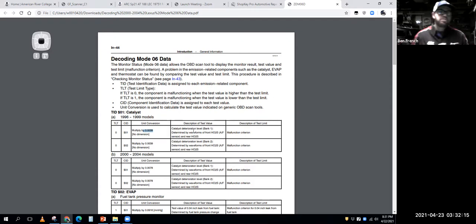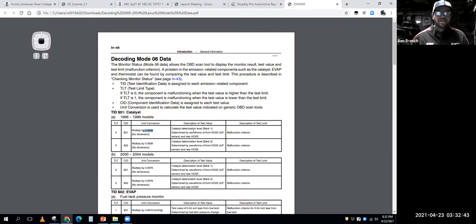Maybe if the catalyst monitor was just barely failing, I could pour some of that fuel injector cleaner, that guaranteed-to-pass stuff, in my engine and maybe get the catalytic converter cleaned up enough to get it working good enough to pass. And that might get me through smog this year. But if it's failing by a lot and I verify that the O2 sensors are good and that there's no exhaust leaks, then I'm looking at a catalytic converter.